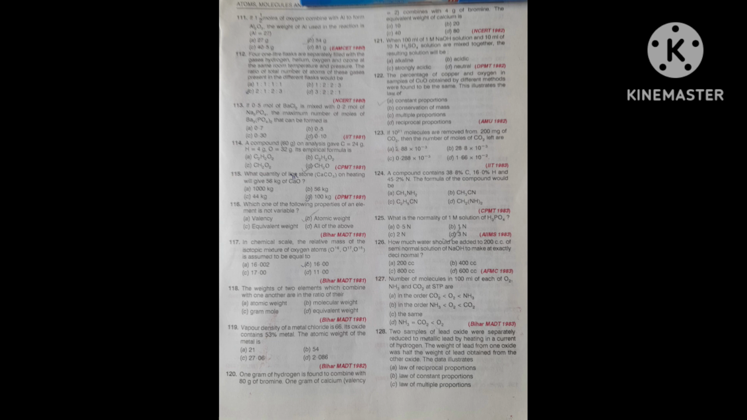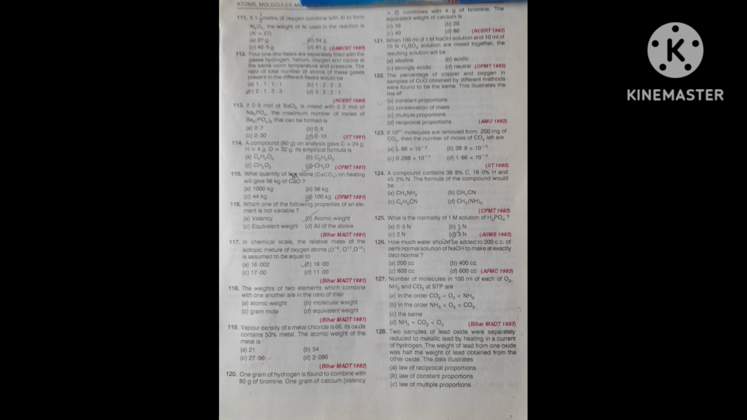Now next question, 124. A compound contains 38.8% carbon, 16.0% hydrogen, and 45.2% nitrogen. The formula of the compound would be: option 1, CH3NH2; option 2, CH3CN; option 3, C2H5CN; option 4, (CH2NH2) whole 2.